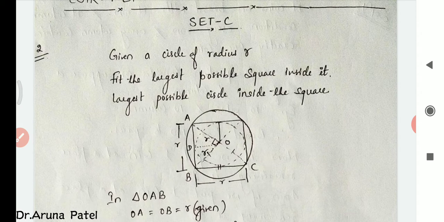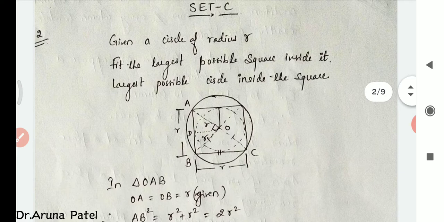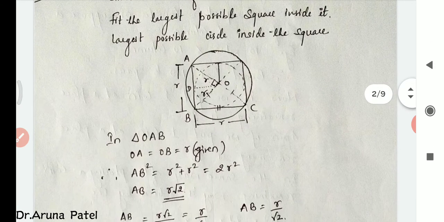So the first bigger circle is ABC, you have seen the figure, and the largest possible square inside is ABCD. You just see in the figure, and then the dashed line, see the inscribed circle inside the square. Now we have to find OD, that is the radius of the inner circle. So for that we have to find the side length of the square.